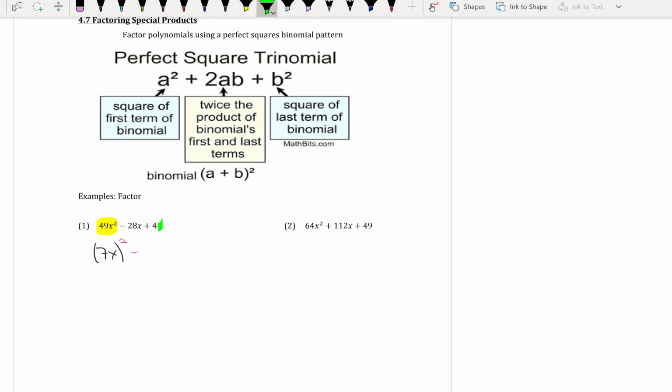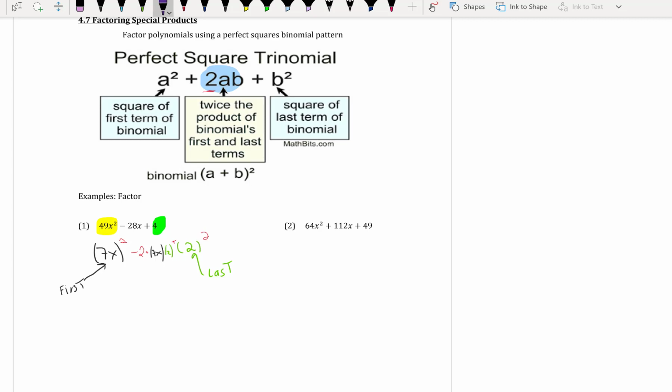Then we have our last term over here. Is that a perfect square term? It is. 2 squared would be 4. So would it be true that I have 2 times the first times the last? Let's call this the first and this the last, as in the first term and the last term. So is the middle term twice the first term, 7x, times my last term, 2?